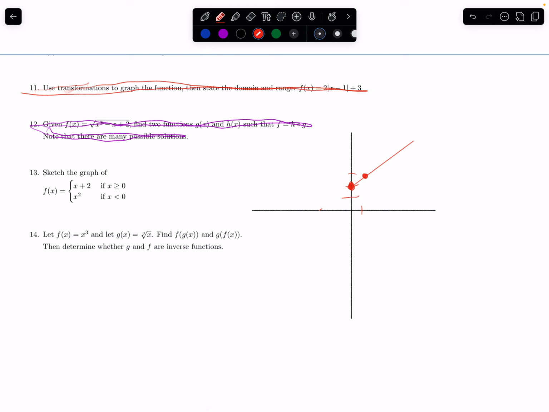Now, to the left of 0 should be x squared. X squared looks like this parabola, right? But that only applies when it's left of 0, so not including that spot. And then to the left like this. Okay? So that's the sketch. And if you want, -1 squared is 1, so you get the point -1, 1. -2 squared is 4, so -2, comma 4, like that.